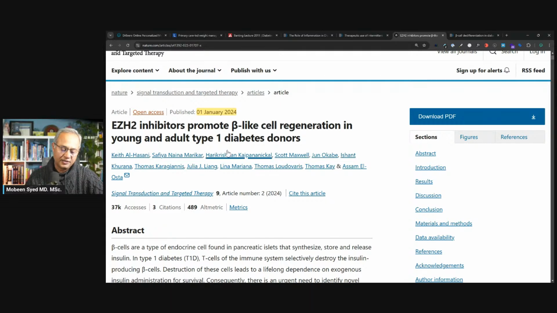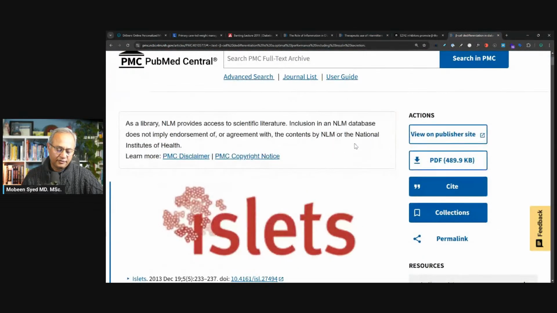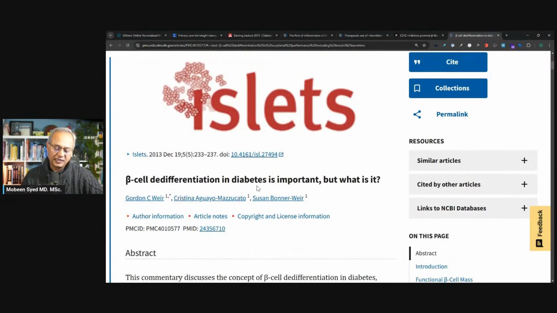So here, in this one, what they did was they used these drugs. This is called TAS drug. They used this drug. So what they did was they took cells from the patient, exposed them to TAS in lab. These cells converted back to the beta cell type. They cultured them and put them back in the patient, and patient had a normal functioning beta cell population. So then if you see here, beta cell differentiation in diabetes is important, but what is it? So I just explained it.